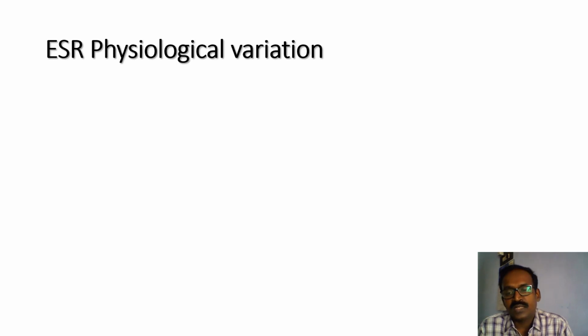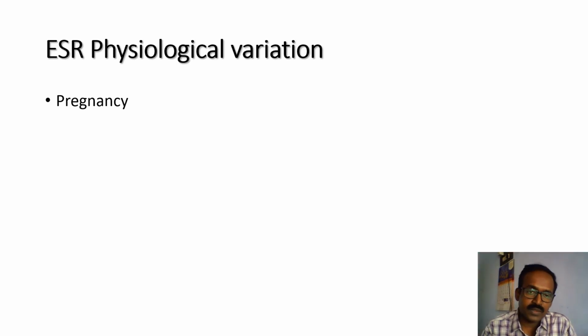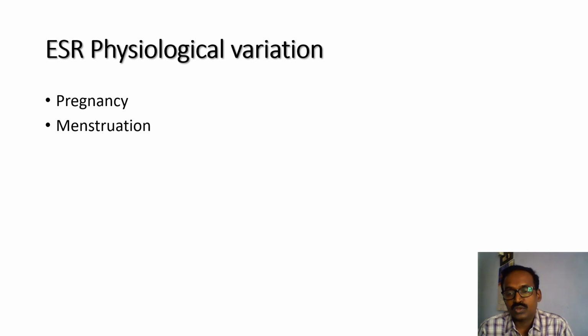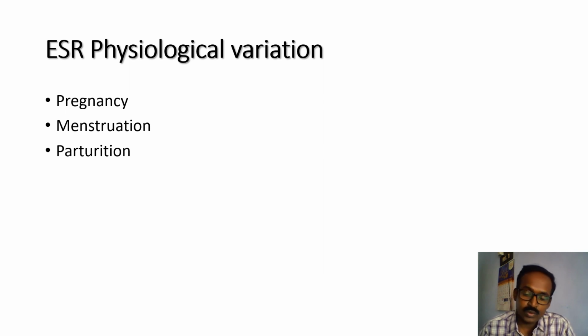What are the physiological conditions that affect the ESR? In pregnancy the ESR is increased because hemodilution occurs. In menstruation the ESR is also increased due to the loss of RBC. In parturition the ESR is also a little more due to the loss of RBC. Gender: females have a higher ESR compared to males because of the lower number of RBCs. Females have fewer RBCs compared to males.